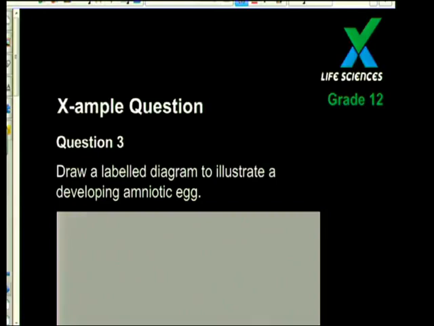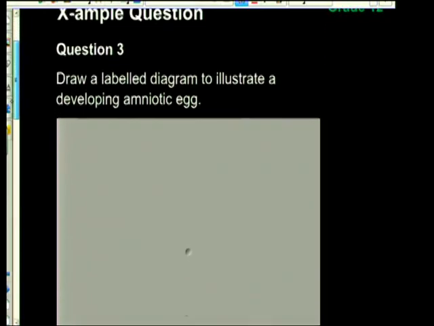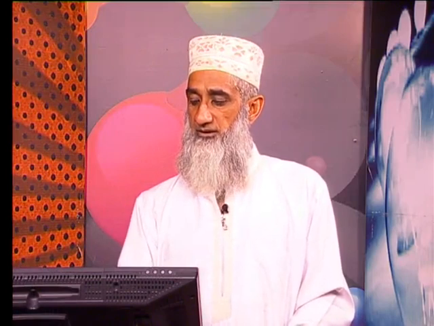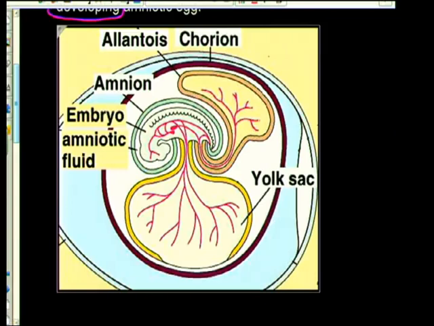Draw a labelled diagram to illustrate a developing amniotic egg. Remember, I told you, you need to be able to draw. But look what we are saying here. We're not just saying an amniotic egg, but a developing amniotic egg. Hence, we're looking at a little bit more complicated diagram. Again, parts of the diagram have been cut here. So in other words, you're going to have, what you're going to have here.